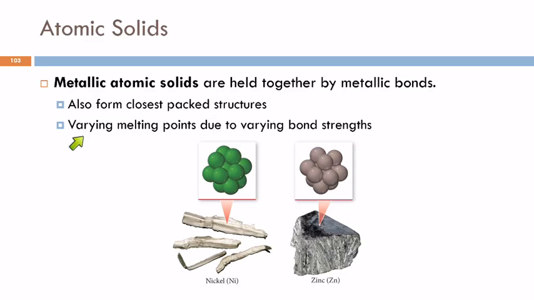The melting points of metals vary. Some of them are very high, some of them are quite low. We know that mercury is a liquid at room temperature. Gallium melts in your hand. It has a very low melting point, but others have extremely high melting points. And so here we have examples of nickel and of zinc. And the individual atoms are held together by metallic bonds.